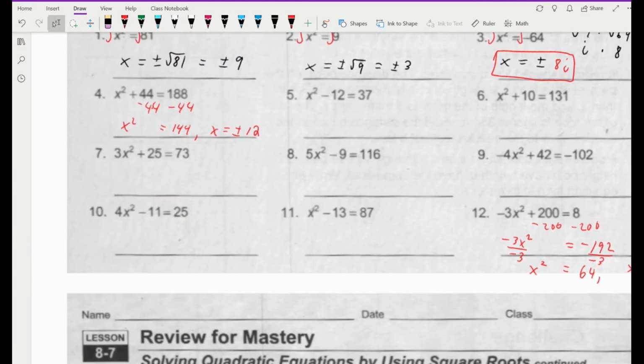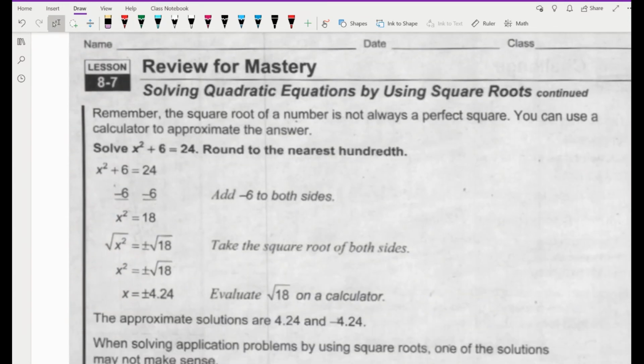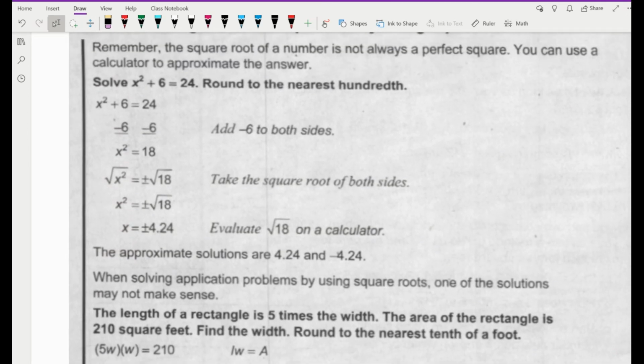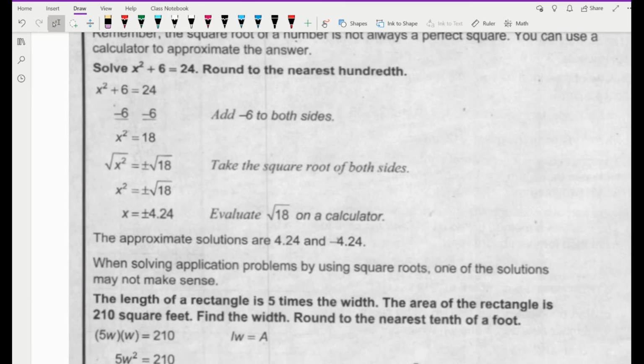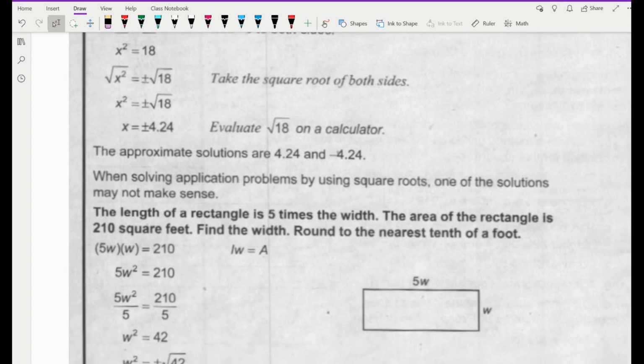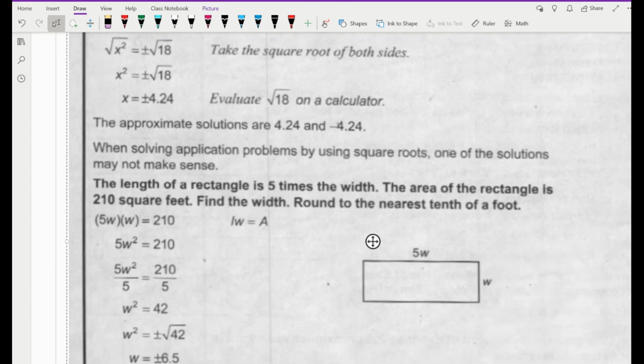Now let's go to the other side of the sheet here. I'm reviewing for mastery. Now this is a little calculator section, and I don't mind if you use a calculator here for breaking down the radicals, especially on word problems. We actually need to break down. Sometimes the numbers won't make sense. If you say the answer is 4 square root of 3, you don't really know what that value means. So we're actually going to be entering in the values here.